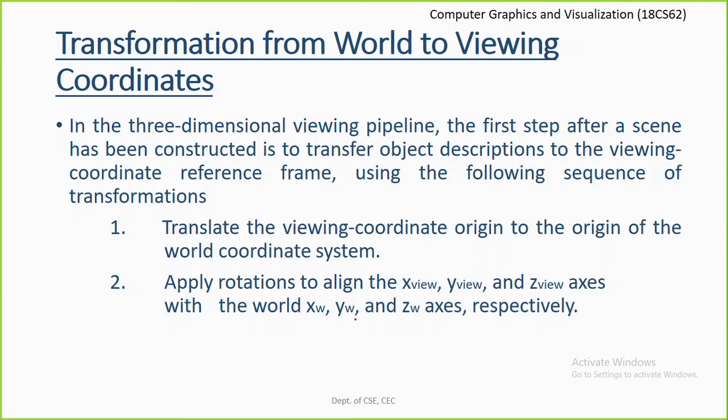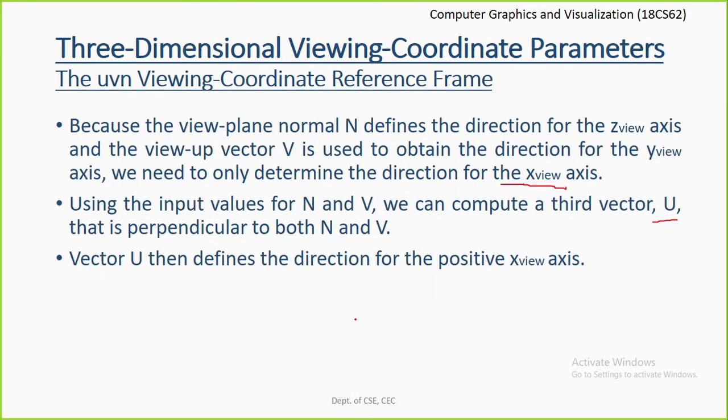So we need to apply two transformations to convert the coordinates from the world coordinates to the viewing coordinates. First step is to translate the viewing coordinate origin to the origin of the world coordinates. That is the first step. And the second step is to apply the rotations to align the x view, y view and z view axes with the world xw, yw and zw axes respectively. So these are the two steps we need to follow. Once we have translated the origin, we need to rotate the axes so that the x view, y view and z view axes are aligned with the xw, yw and zw axes.